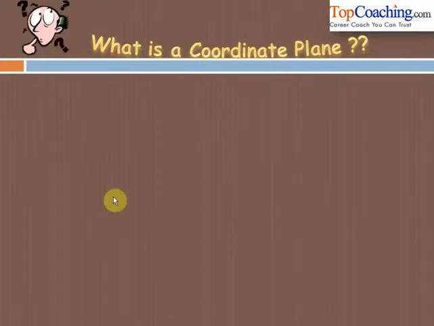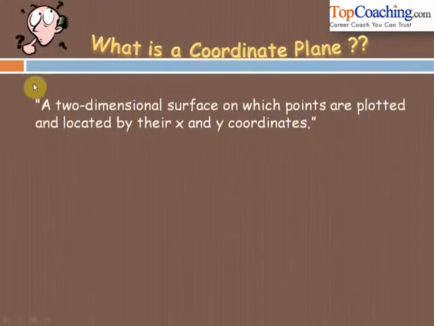We are going to use this term very frequently. So let's try to see what exactly is a coordinate plane. A two-dimensional surface on which points are plotted and located by the x and y coordinates. So what we can say is coordinate plane is actually a plane, as the name suggests, and this plane is actually used for plotting points using the x coordinates and the y coordinates. Now what exactly are the x coordinates and y coordinates, that we are going to understand later.